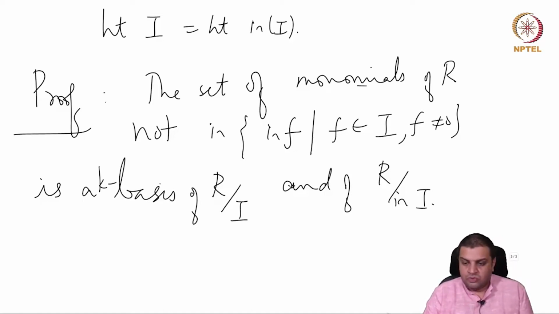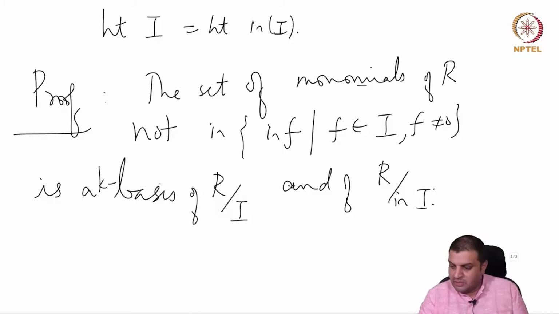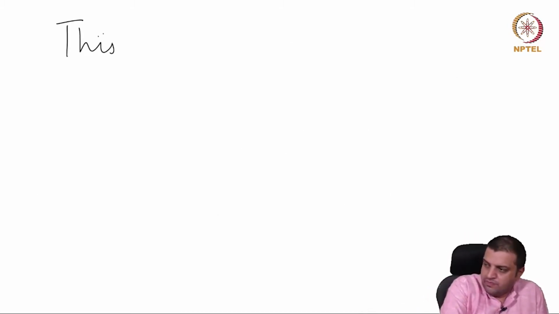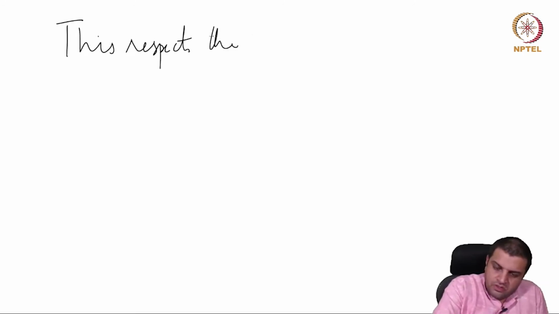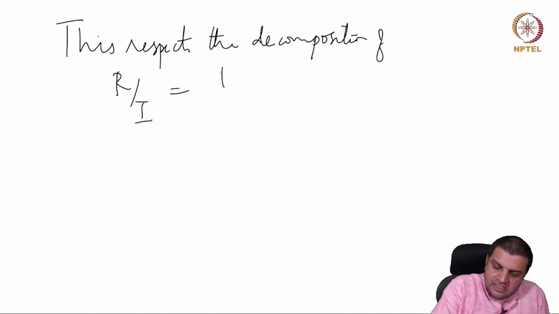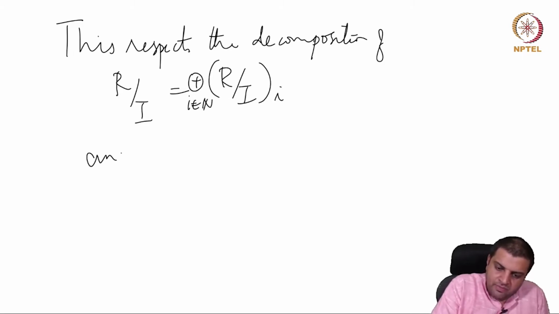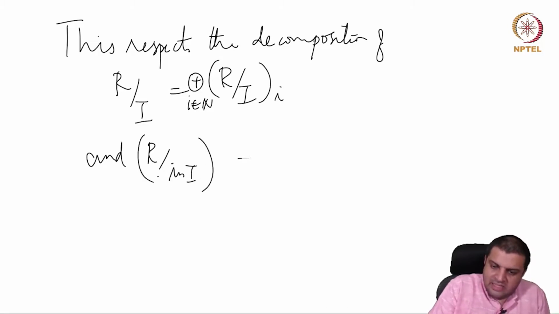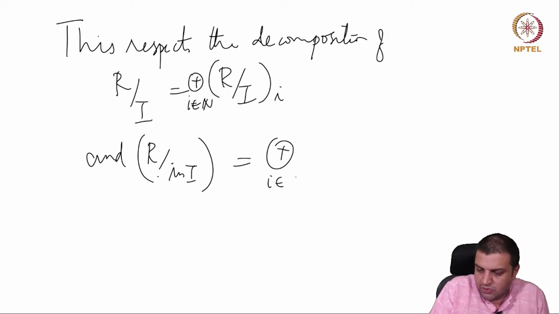Okay. So remember, they are not the same elements. The monomials modulo I in this case and monomials modulo in I in this case, but there's a bijective correspondence. So these both have the same dimension, but that's not the point. The point is that this respects the decomposition of R mod I as R mod I in degree i direct sum, and R mod in I, as the decomposition. So this decomposition, remember, is as k modules.